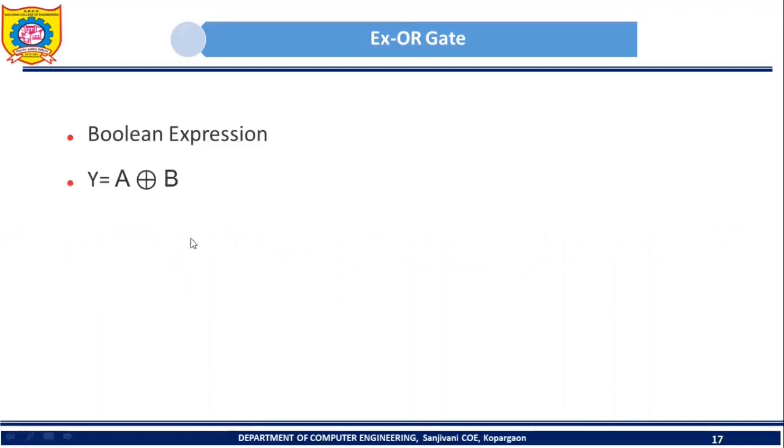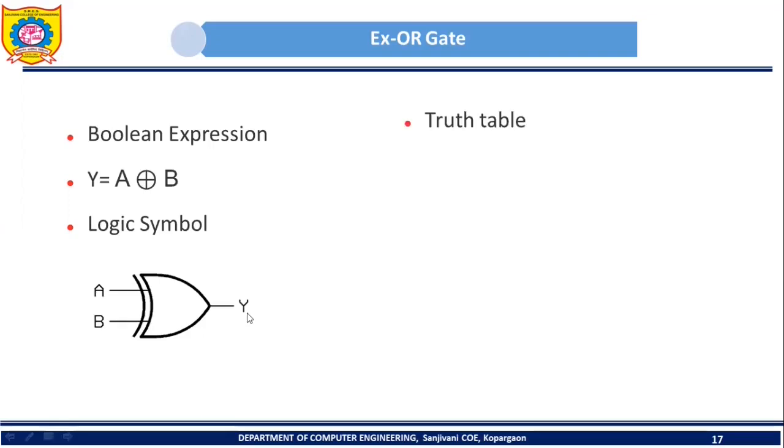Then Boolean expression. This is the Boolean expression for XOR gate. Y is equal to A XOR B, where A and B are the inputs, and this is the symbol for XOR operation: a plus sign inside a circle. Then logic symbol. This is the logic symbol of XOR gate. Here A and B are the inputs and Y is output.